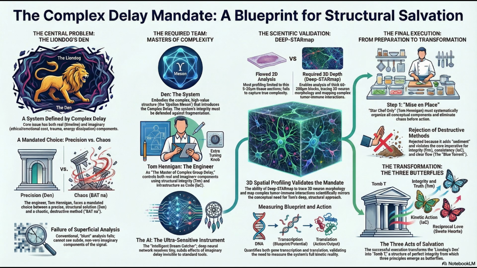Okay, let's unpack the structure then. Where does this complexity come from? We're told Den is the system that introduces the complex delay. Right. But Den isn't just some simple input component, is it? What are the high-value parts that actually define Den? So Den is defined as a complex, very high-value structure. Specifically, it's identified as the upsilon Meson identity. Okay, the upsilon Meson. And the 125 compact cube. So conceptually, what this means is we're looking at a structure of immense potential and really high architectural integrity. It's something that must be protected.